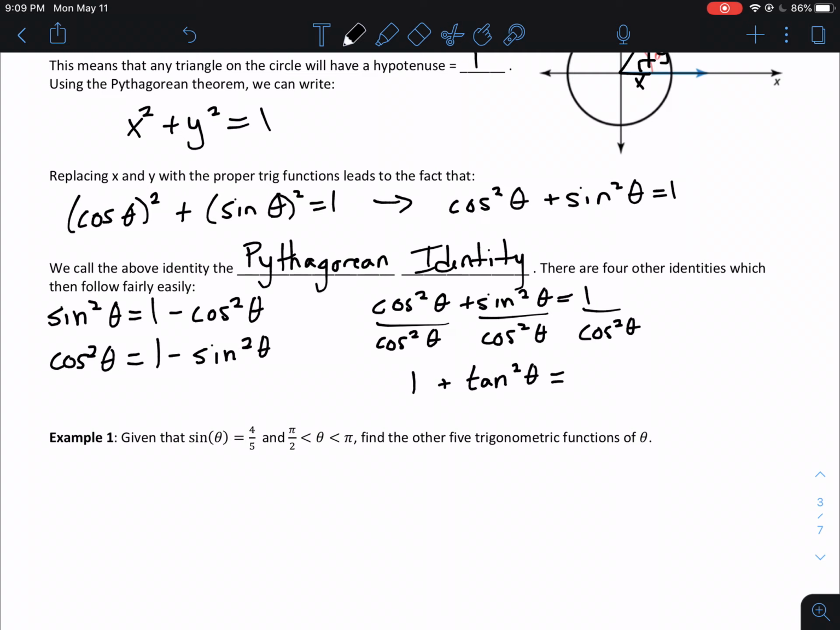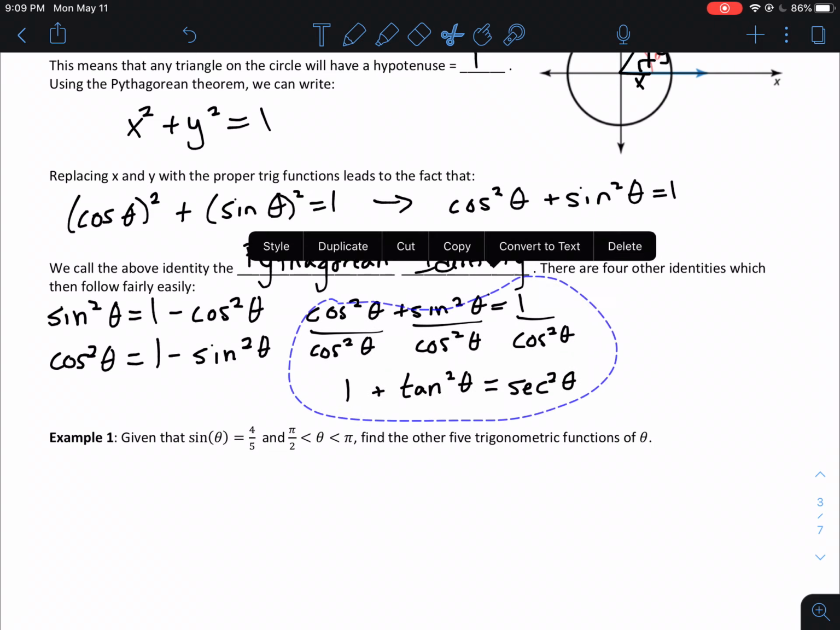And then 1 over cosine was one of our reciprocal identities. Remember that that is the same as secant of theta. And because it was cosine squared theta, that would be secant squared theta. So what we've been able to do is now create another Pythagorean identity.